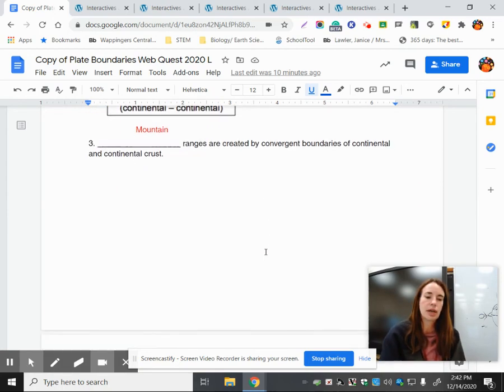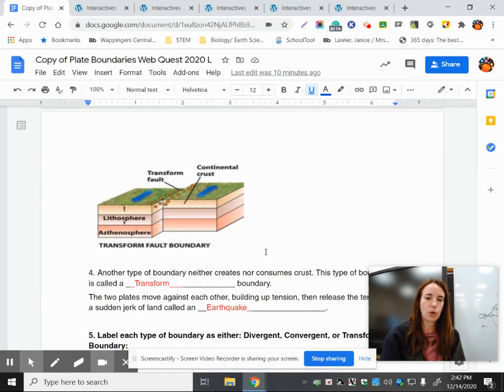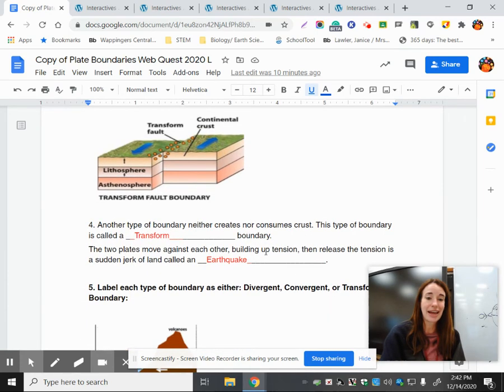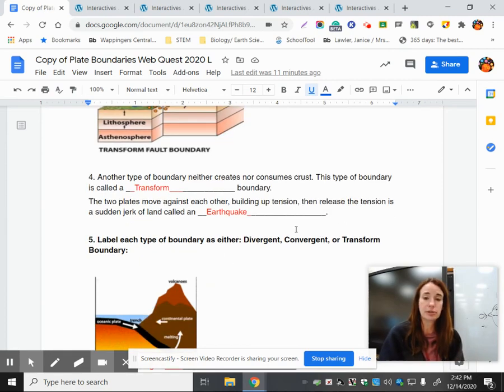All right, then we have transform, and transform occurs in California, in the United States, where we're going to have another earthquake. It will probably be on the California coast. Okay, and this is where they would move past each other, and that sudden jerk of land is often called an earthquake. We measure that with seismic graphs. We measure how big it is with the Richter scale. And they can often be very detrimental.